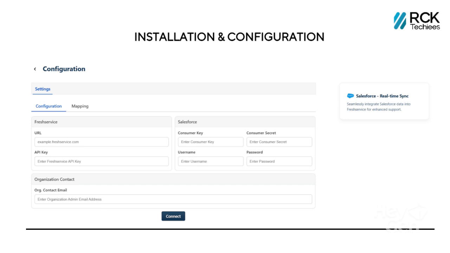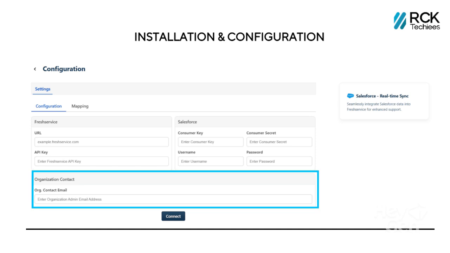Setting up the integration is quick and straightforward. In the Configuration tab, start by connecting your Freshservice and Salesforce accounts. On the left, enter your Freshservice details: your Freshservice domain URL and your Freshservice API key. On the right, provide your Salesforce credentials: consumer key, consumer secret, username, and password. Finally, add your organization's admin email for notifications and updates.